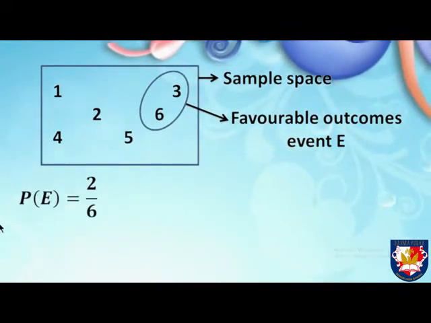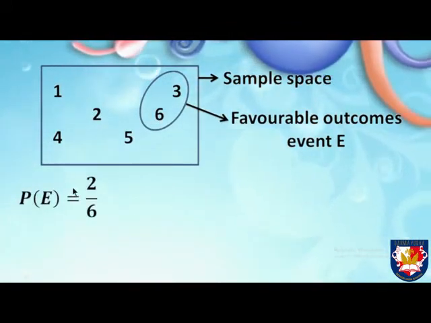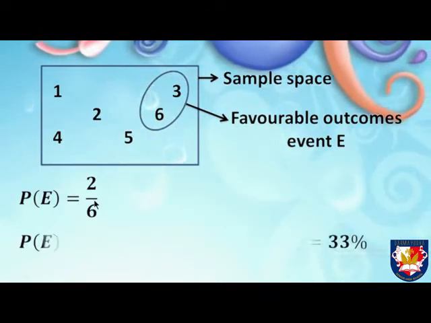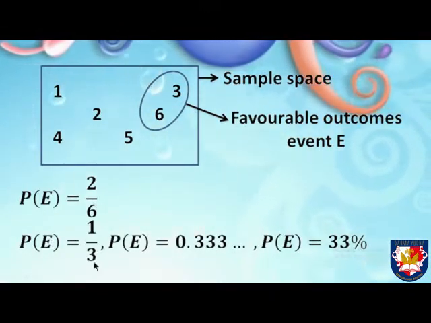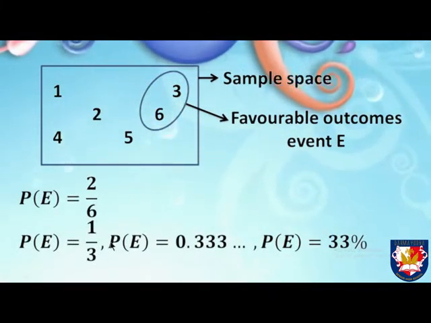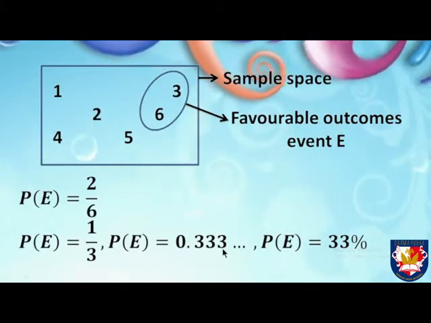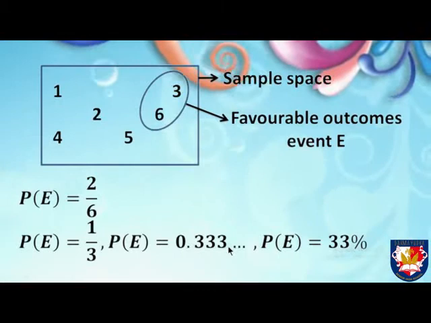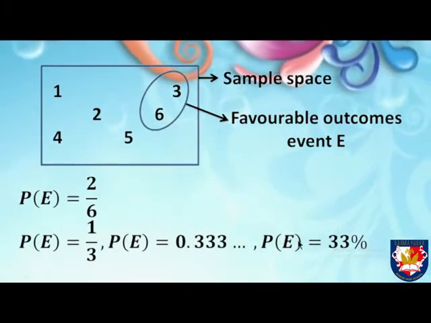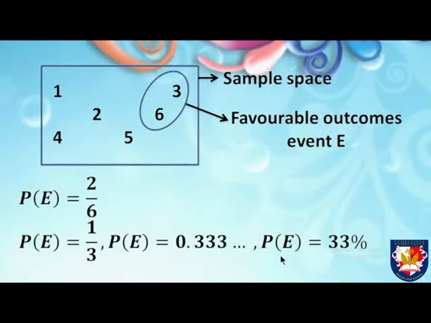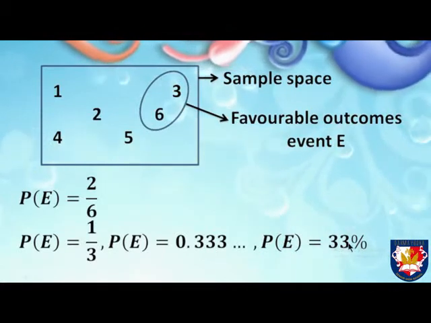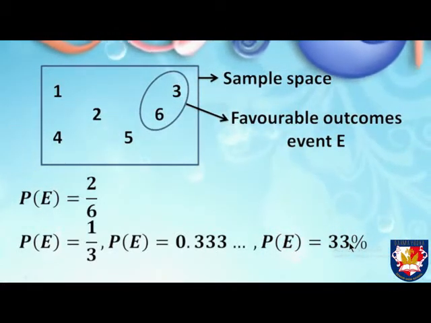So, the probability of E is equal to 2 per 6 or 1 per 3, or you can represent the probability in decimal number 0.333 or even in a percentage. So the probability of E is equal to 33%.